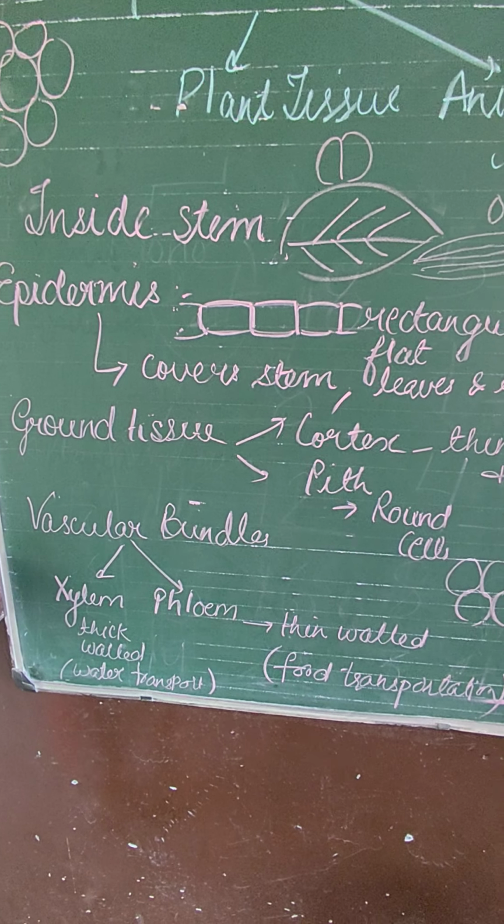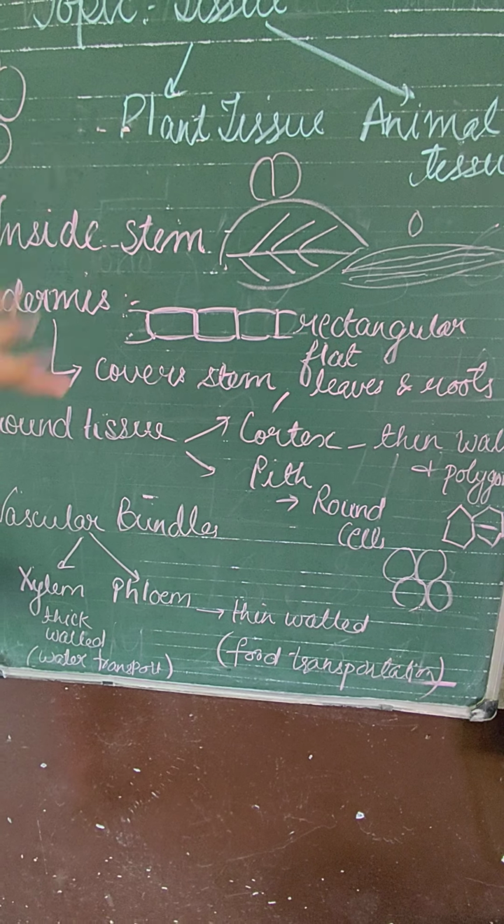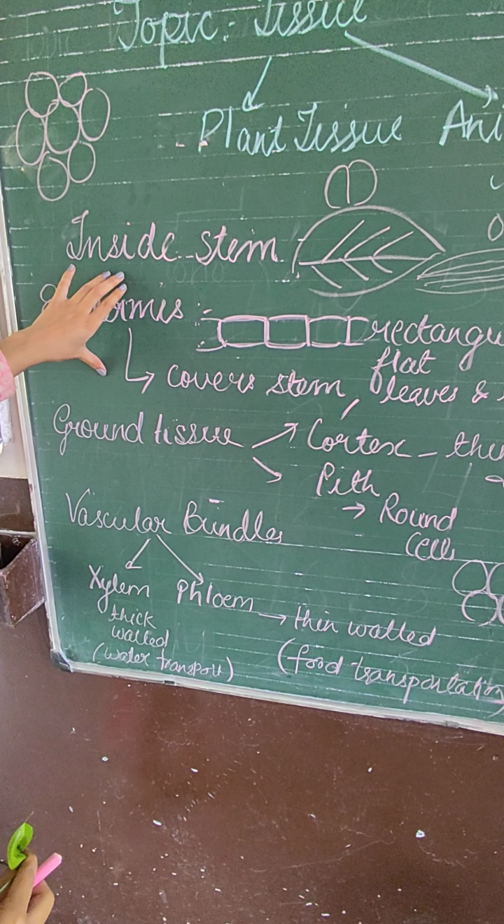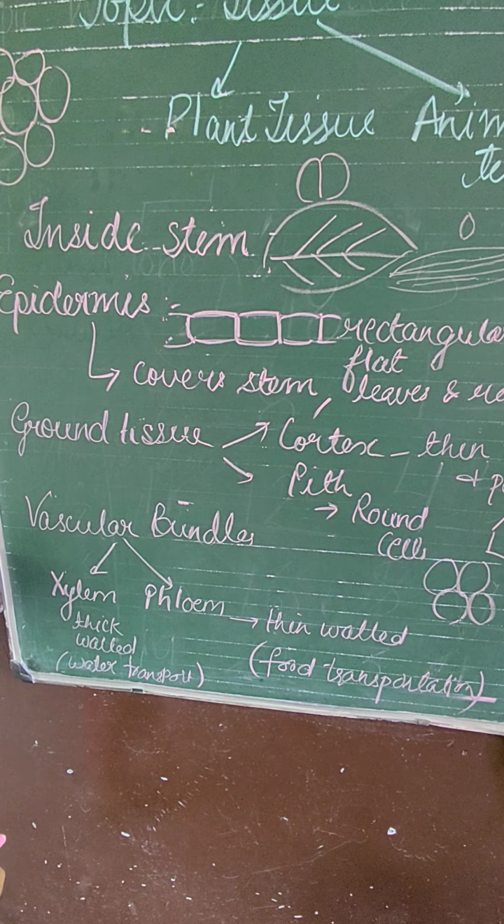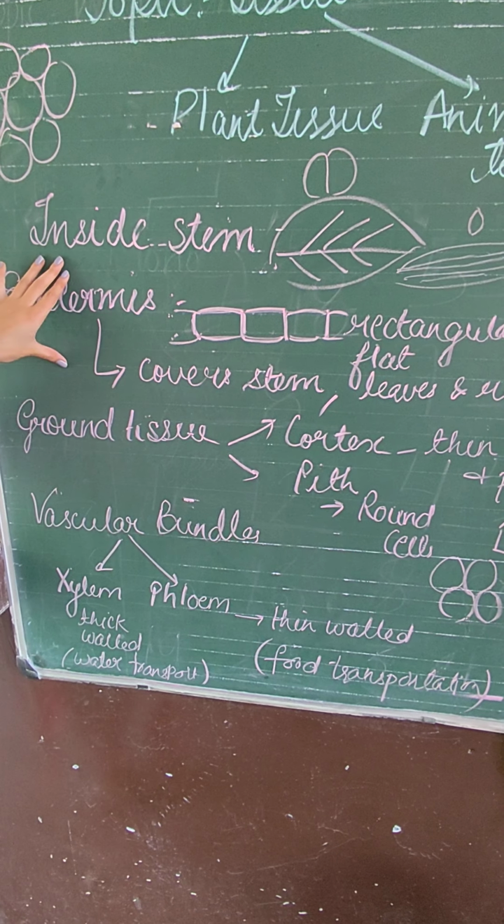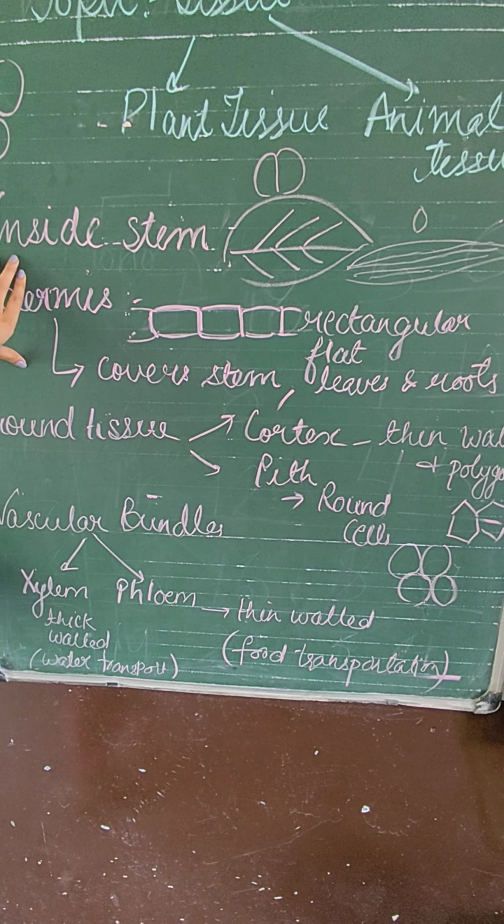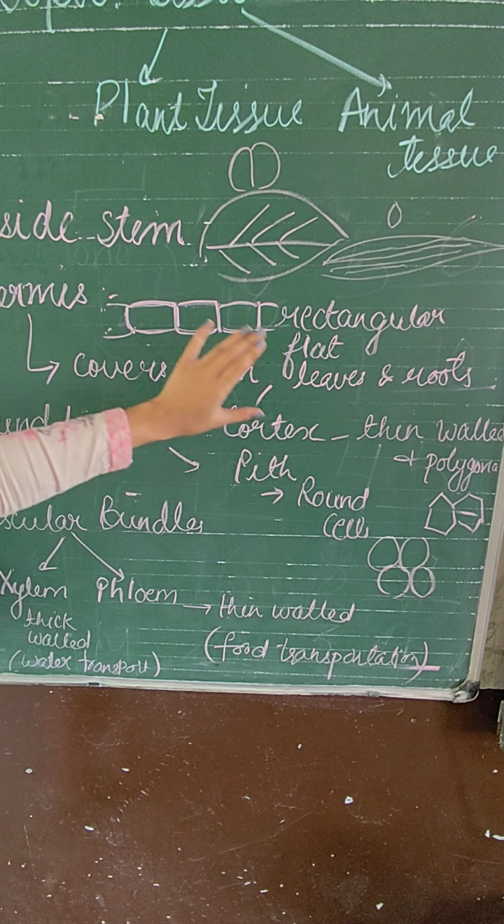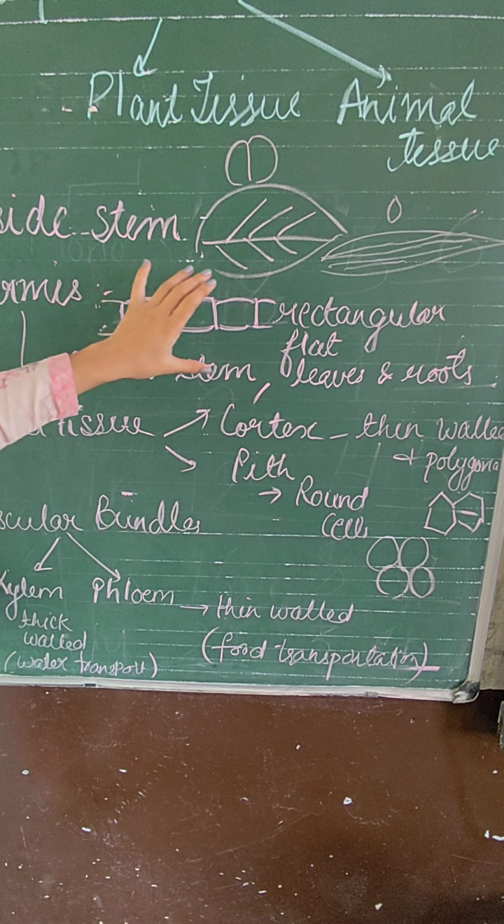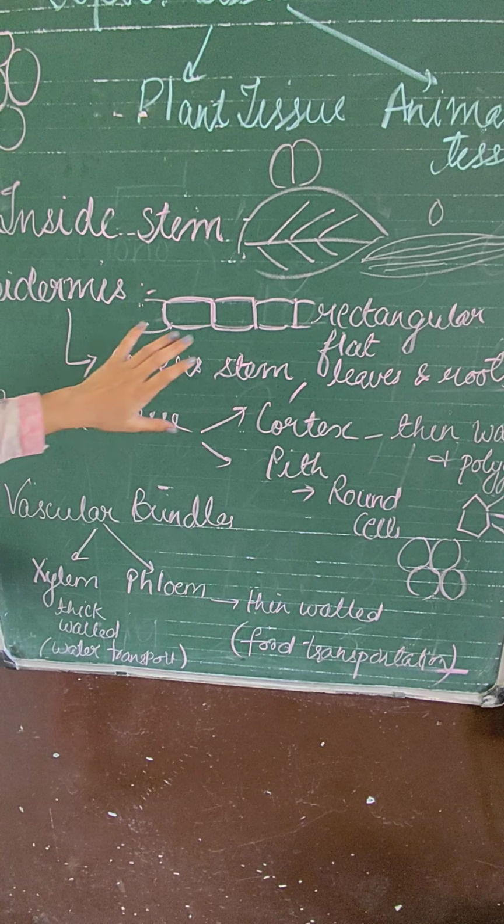So now further inside the dicotyledonous stem, what is present? First is the outermost layer. As in us, the outermost layer is skin, similarly epidermis is the outermost layer in the case of a plant. It covers stem, leaves and root. And what is the structure of epidermis? That is rectangular cells, and they are flat.